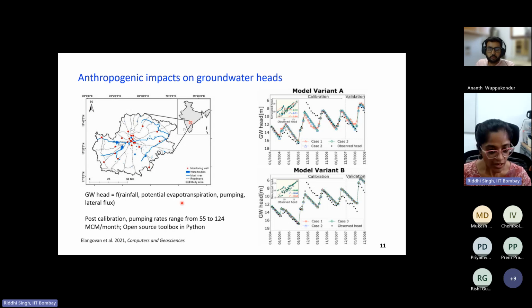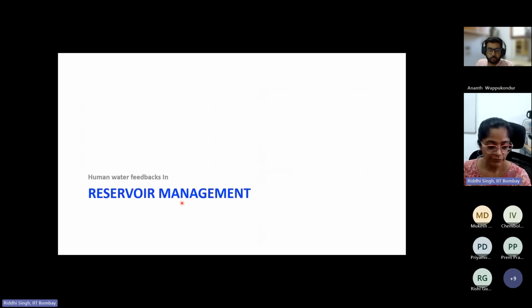So now the second half, I wanted to move into the reservoir management, which is the work I've been doing primarily for the last, you can say, 5-6 years. And in that, I've now started working on human water feedbacks, how they appear and how they can be used in better managing our reservoirs.